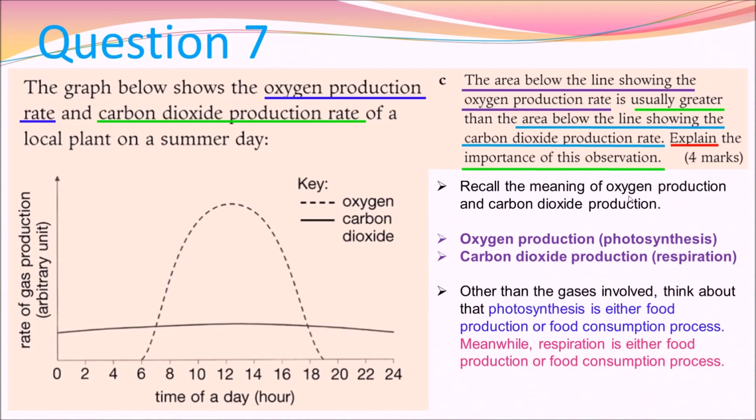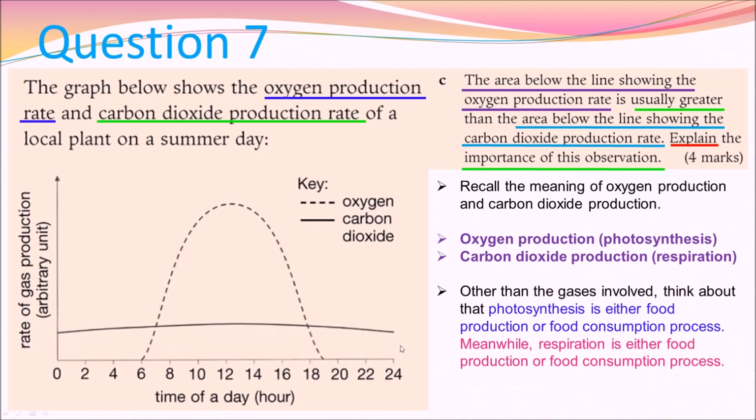Then for part C. Part C is talking about the area below the line showing the oxygen production rate being usually greater than the area below the line showing the carbon dioxide production rate. So for this part, what does it mean? It means that the area below the line showing the oxygen production, that means the dotted line. The area below this dotted line, that means this area, right? And then the area below the line showing the carbon dioxide production, that means this area.